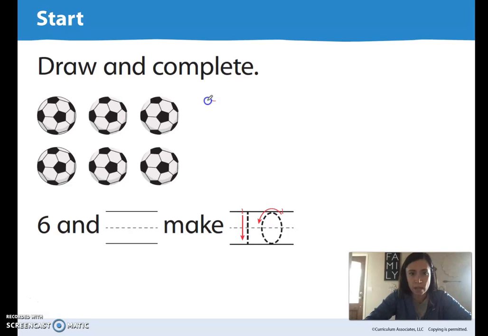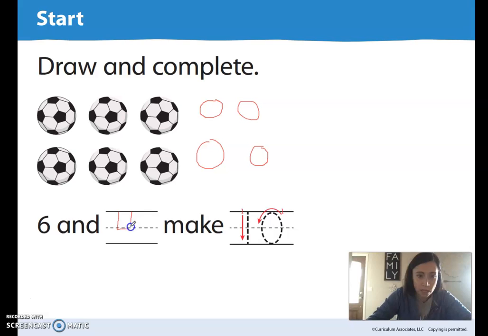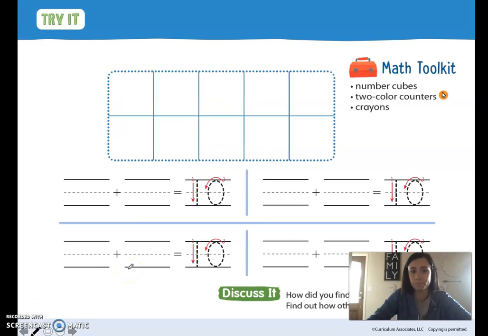Okay, so 6, 7, 8, 9, 10. All right, now let's go back and count how many soccer balls I had to draw. 1, 2, 3, 4. So I'm going to take my number and write it right here. I'm going to write the number 4. So I know that 6 and 4 make 10.